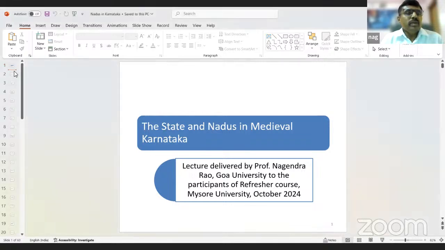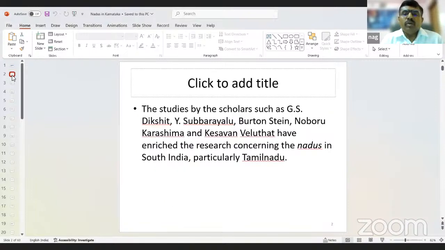So let us look at some of the important aspects. G.S. Dikshit, Y. Subbarayalu, Burton Stein, Noboru Karashima, and Kesavan Veluthat: these scholars have studied Nadus in South India, particularly in Tamil Nadu. If you look at the Tamil region, we find the Cholas and various scholars. Subbarayalu, as you know, wrote a book on the Cholas. Stein wrote Peasant State and Society in South India. Karashima's work is mostly based on inscriptions, a very important work on the Cholas, and later he wrote about the whole of South India also.